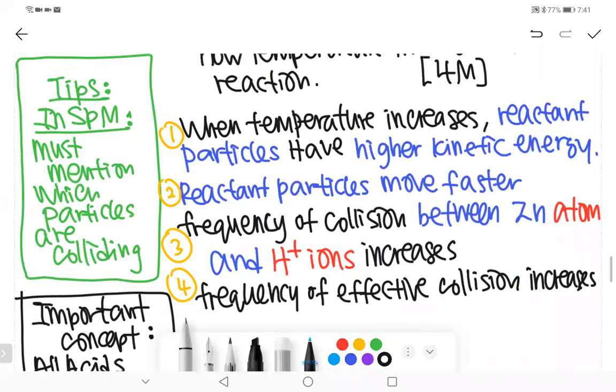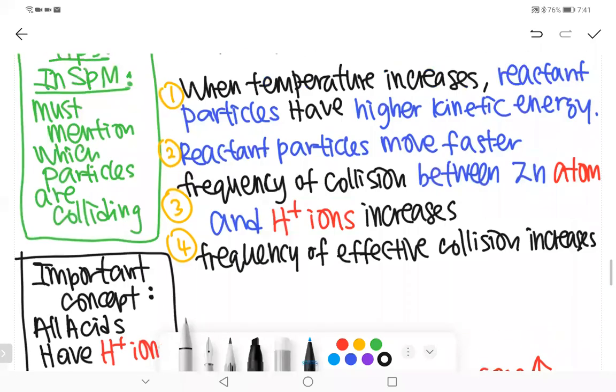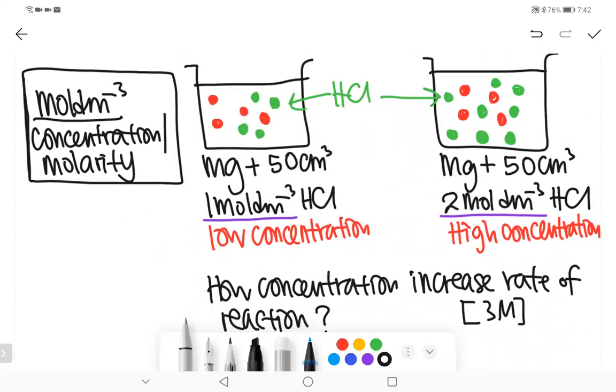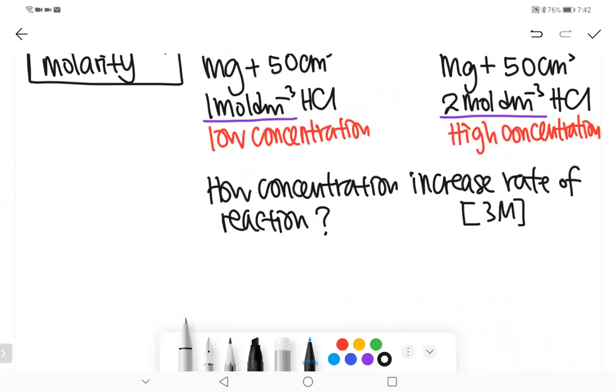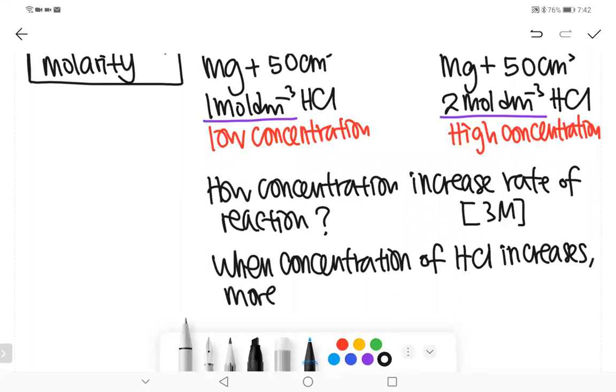The first mark: watch out for the keywords. Those things I highlight are the important keywords. First of all, you must know which concentration they play around with. They change the concentration of hydrochloric acid. So you must mention when concentration of hydrochloric acid increases. You need to specify who this concentration refers to: hydrochloric acid.